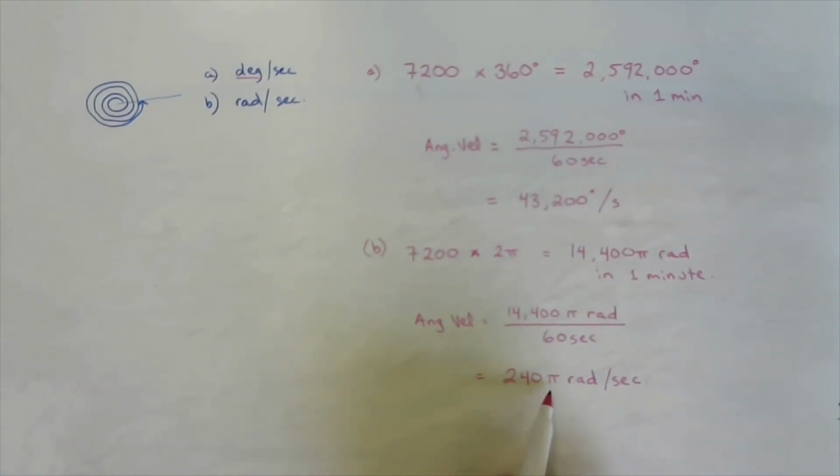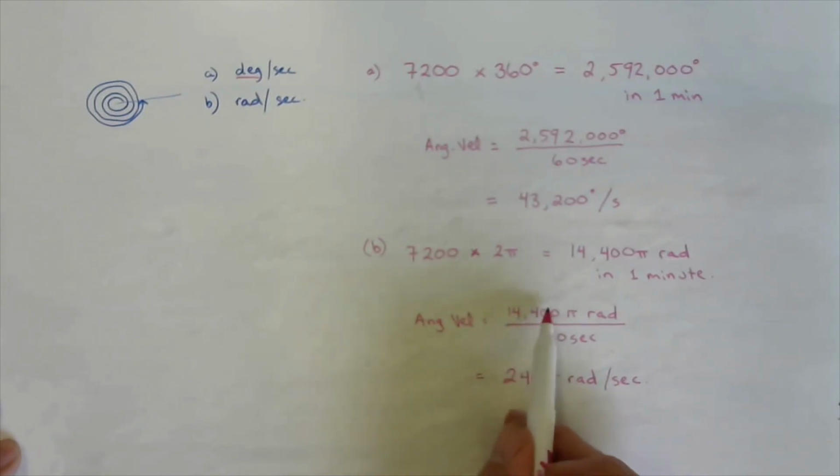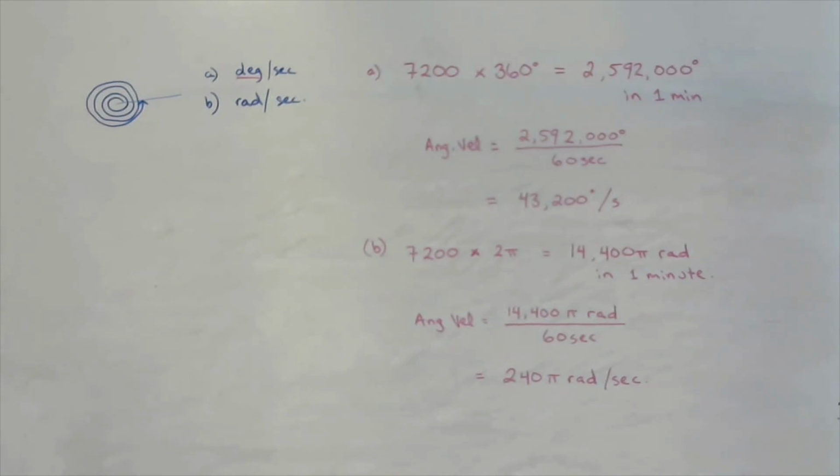Okay, whenever we can, we're going to express radians in terms of pi. So sometimes your calculator will round your answer right away. So if you were doing this on your calculator, you would just do the numeric part. You just do 14,400 divided by 60, and then remember that you still have a pi in the numerator. Then you'll get the exact answer.